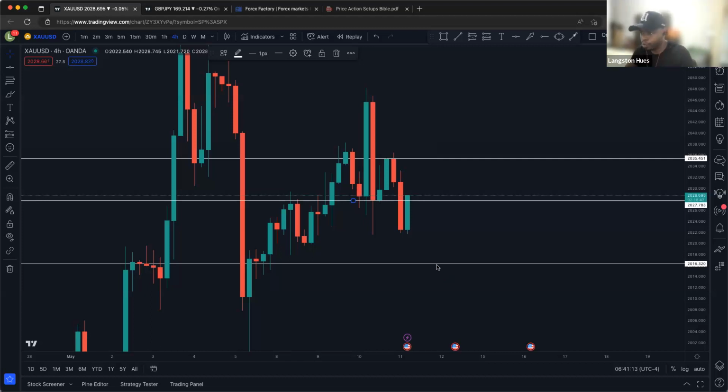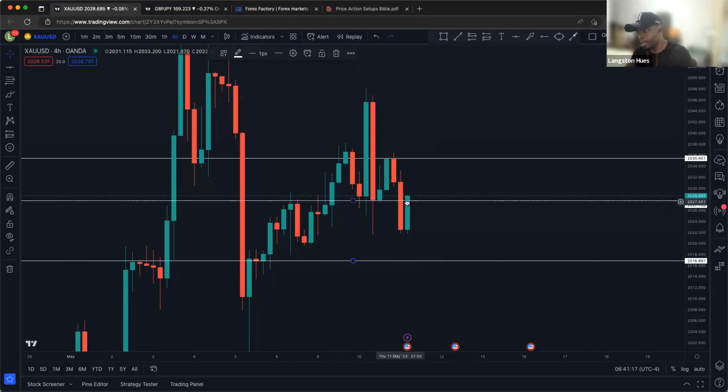The current 4-hour candle is bullish. The daily is bearish. And it looks like it's going to close back into the range. We still have 2 hours remaining before the 4-hour candle closes, so we still don't have a bias. The daily is bearish, the 4-hour is bullish.